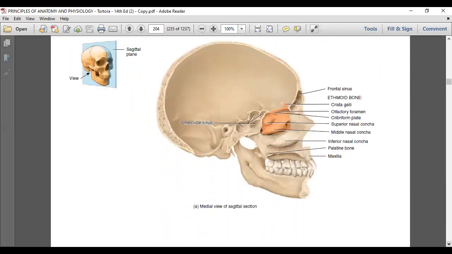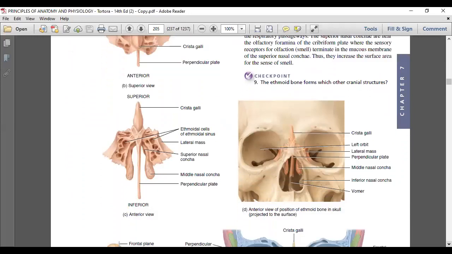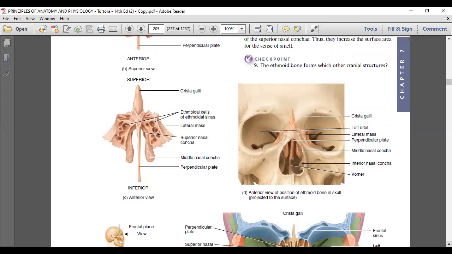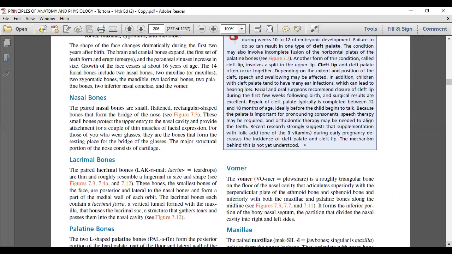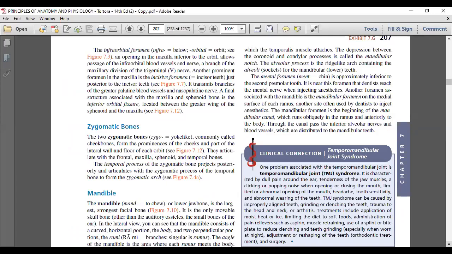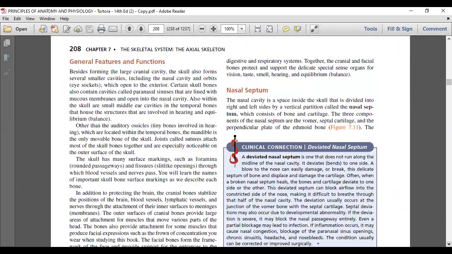Ethmoid bone. You can see this is the ethmoid bone. This is the original location of the ethmoid. Where the crista galli is, the crista galli is a part of the ethmoid. And here you can even see the inferior nasal conchae. These two are the inferior nasal conchae. In the middle, you can see the vomer. The vomer is separating the two nostrils. No need to get this much knowledge. It is not much required for us.